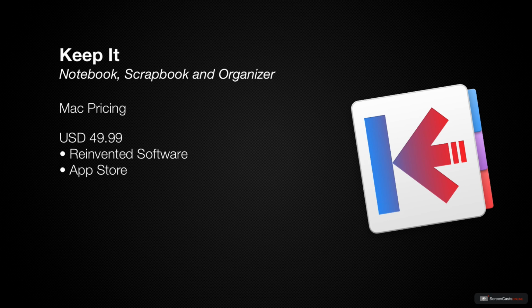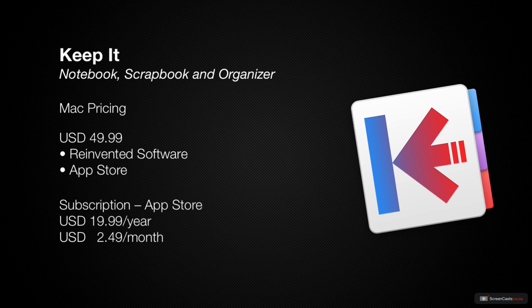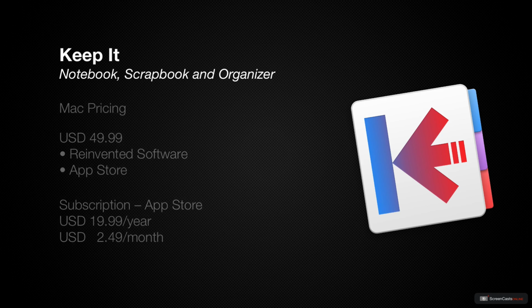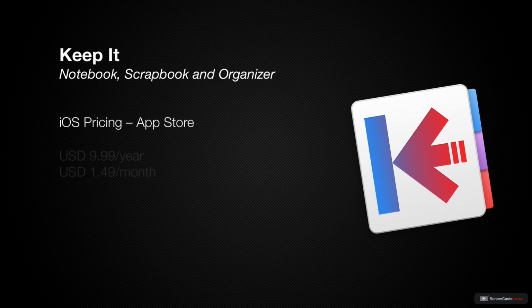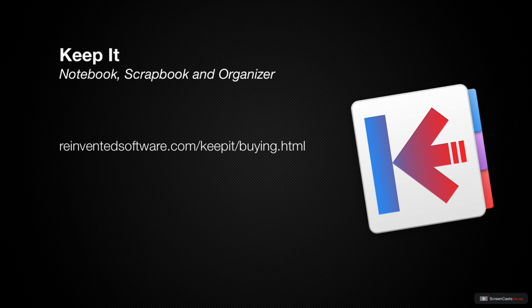Alternatively, if you would prefer to have a subscription model where you always get all of the updates for free, it's $19.99 per year in the Mac App Store or $2.49 per month. Now, iOS pricing is only by subscription model, and that'll be $9.99 per year in the App Store or $1.49 per month in the iOS App Store. If you're a previous owner of Together 3, there are some upgrade options as well. At the link here, you can find out all of the information on the best way to buy Keep It for you. And of course, there's a free trial over at reinventedsoftware.com.